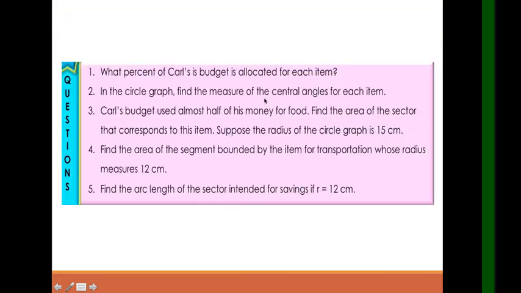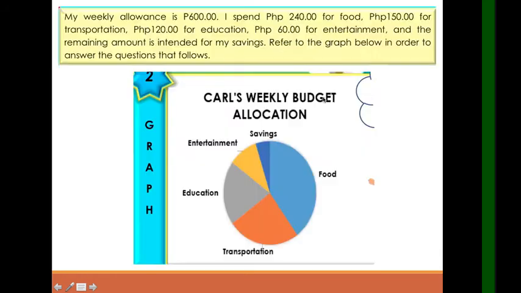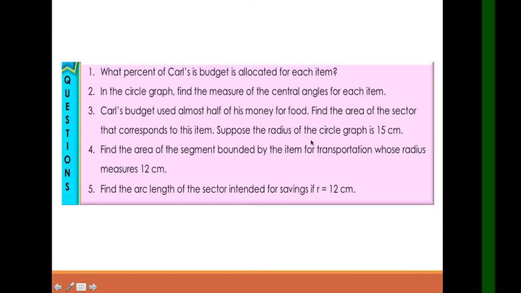Next, in a circle graph, find the measure of the central angles for each item. So, given yung circle graph, after finding the percentage of each item, hanapin naman natin ang degree per item. Ilan degree per food, savings, entertainment, education, and transportation. Carl's budget used almost half of his money for food. Diba? That's true.